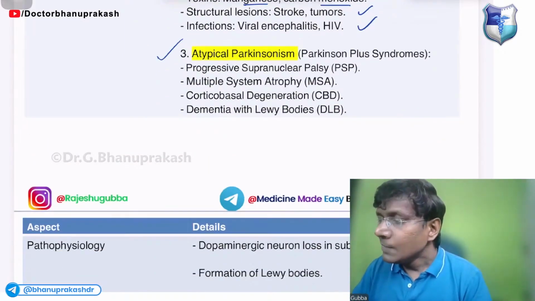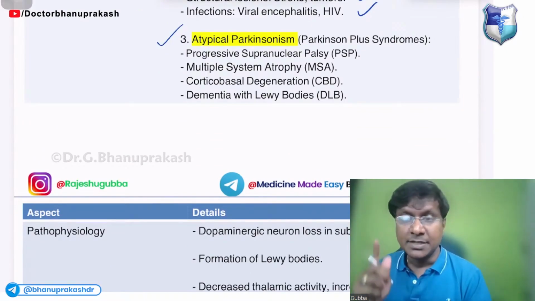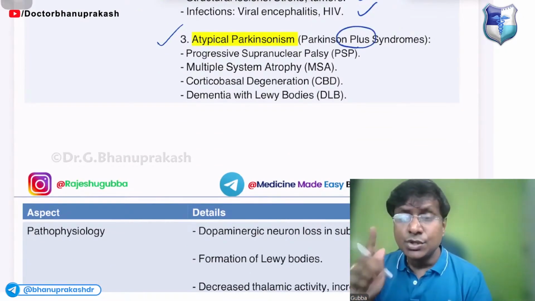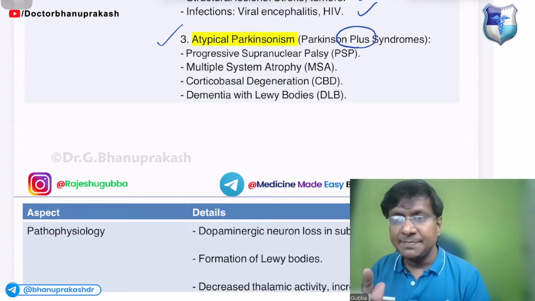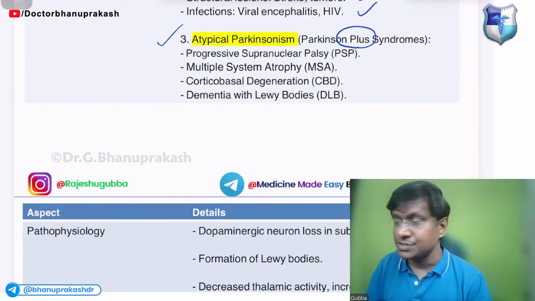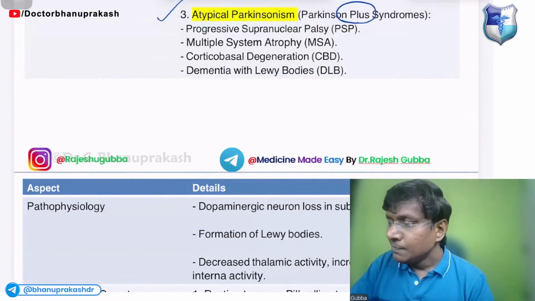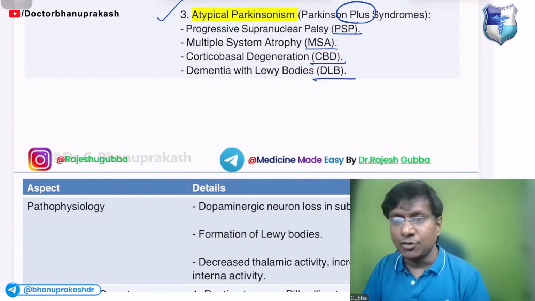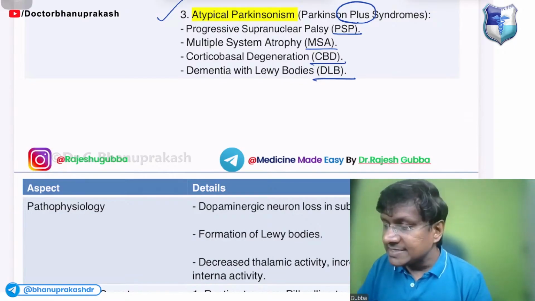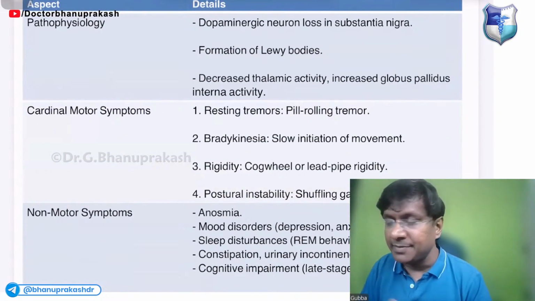Then, what is this atypical Parkinsonism? Always remember, atypical Parkinsonism is nothing but Parkinson's plus. Usually, patients with atypical Parkinsonism have autonomic manifestations. That is very important to call it atypical Parkinsonism. And what are those? Progressive supranuclear palsy, multiple system atrophy, corticobasal degeneration, and dementia with Lewy bodies. These are your atypical Parkinsonisms, right? Now, what exactly is the pathophysiology in case of primary Parkinsonism?